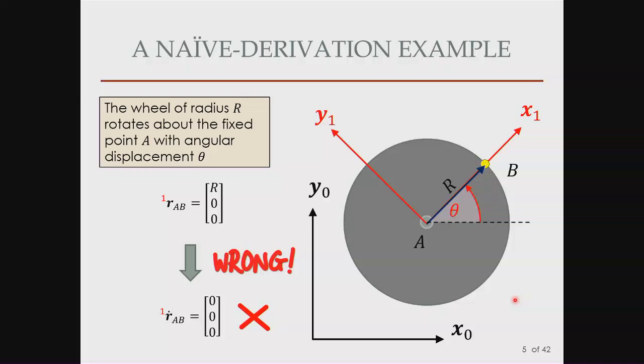What is the axis of rotation of frame 1? Z0 or Z1? Z1. What is the angular rate of change? Theta dot, right? And the direction is aligned, so it will be 0, 0, theta dot. Okay, so omega 1 in frame 1 is 0, 0, theta dot. All right?